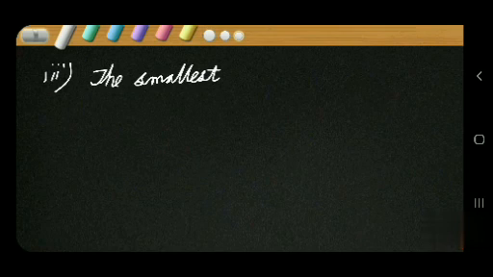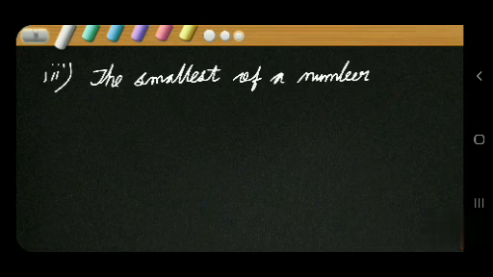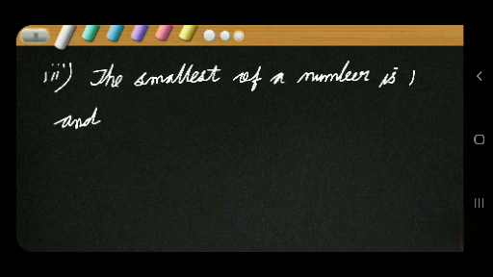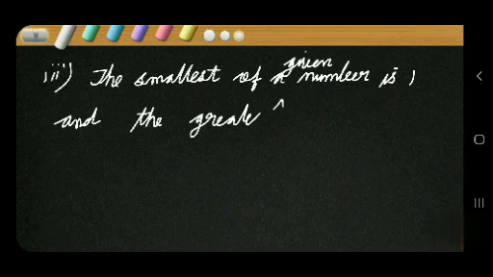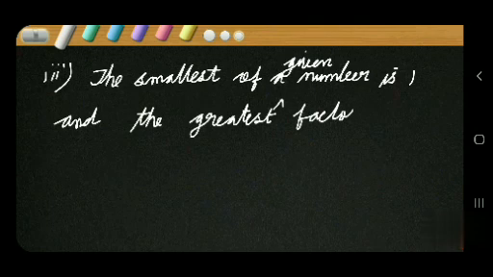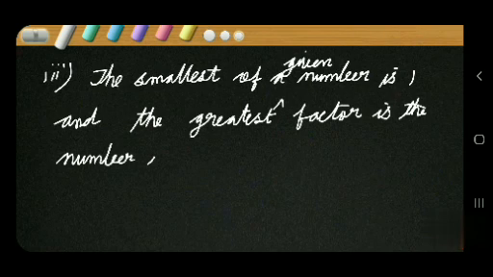Third property. Write down please. The smallest factor of a given number is 1, and the greatest factor is the number itself.